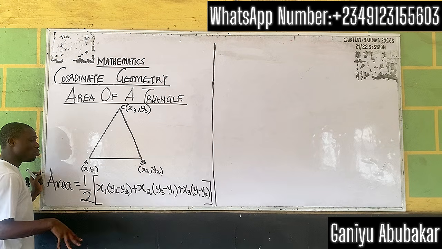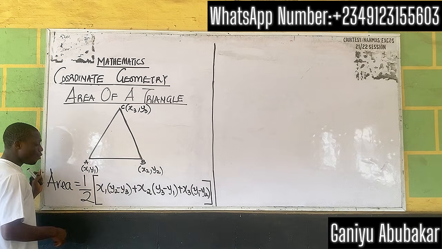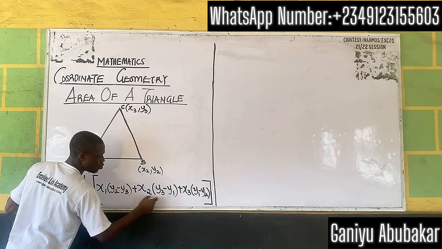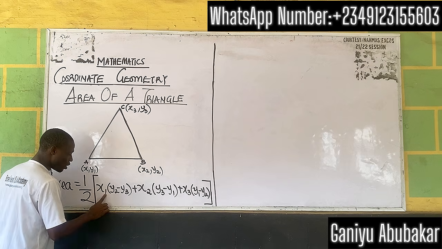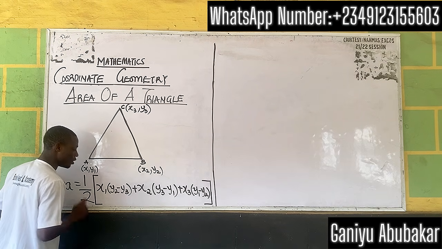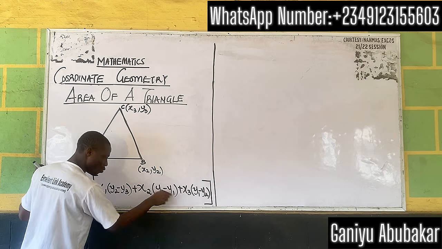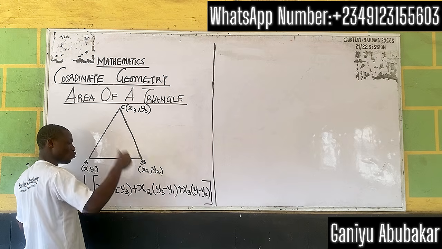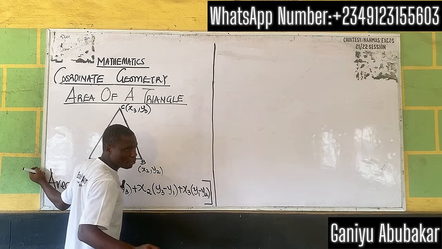So the task is simple. They are all negative in the bracket, but outside was x1, x2, x3. Now here's the trick. X1, after 1 is 2 and 3, so that becomes y2 minus y3. After 2 is 3 and 1, so 3 and then 1, because after 3 you're going back again to 1. Then after 3, that's 1 and 2. Let me show what I'm saying.